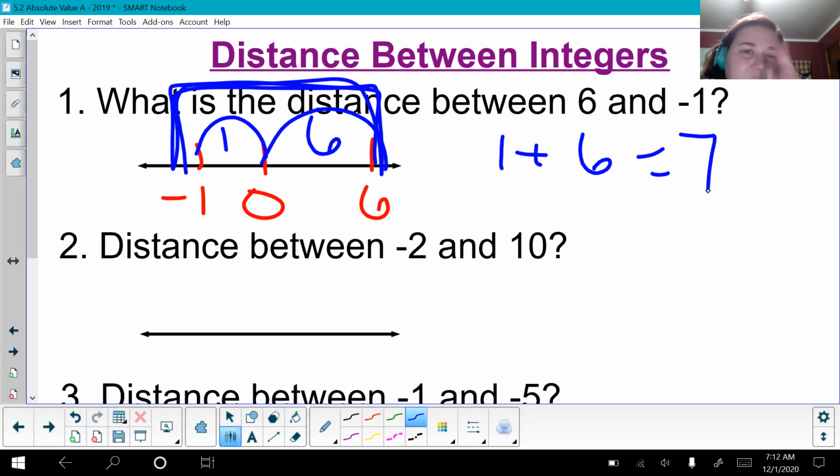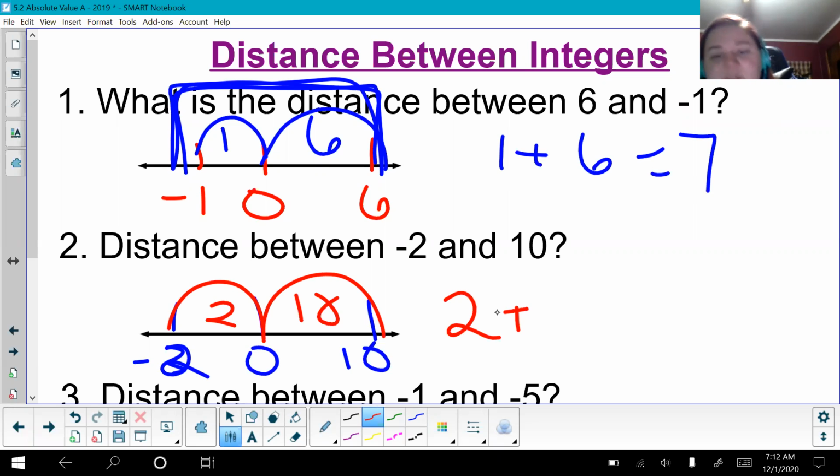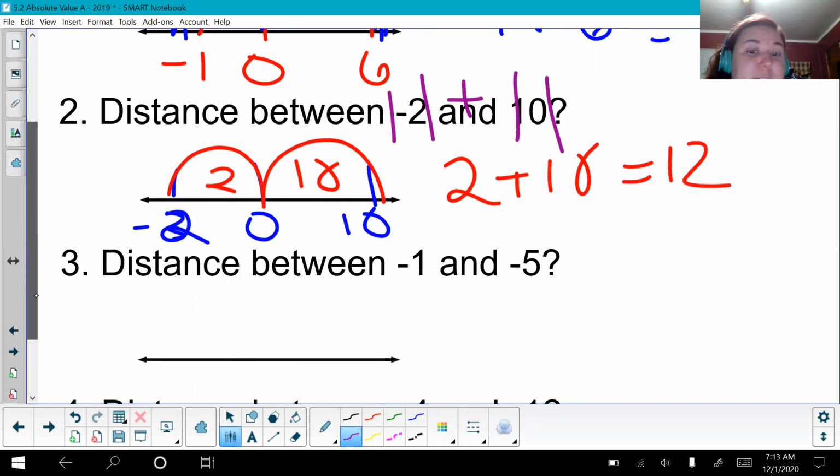So think about what I just did, and let's do it again. Here's -2. Oopsies. 0 somewhere here. 10's all the way down here. Okay, is that perfect? No, it's not perfect, but we get the idea. How far is -2 from 0? 2. How far is 10 from 0? 10. So 2 plus 10 is 12. 12 spaces. So if you notice what I'm doing, all I'm doing is taking the absolute value of this and then adding the absolute value of that. That tells you the distance between those integers.